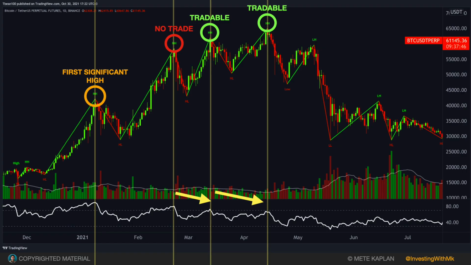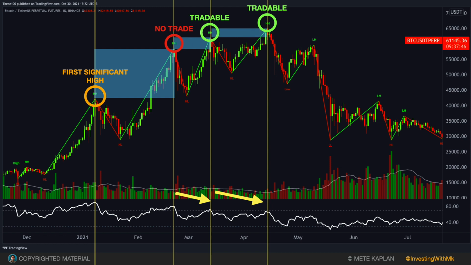Let's see this in action with Bitcoin. As you can see, I do not trade first and second higher high. I just wait for my box to appear, so I can compare my box to the second and third boxes.